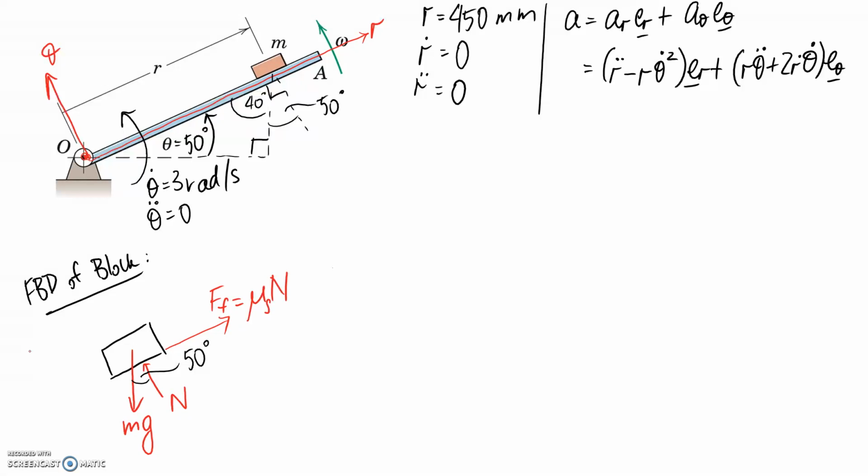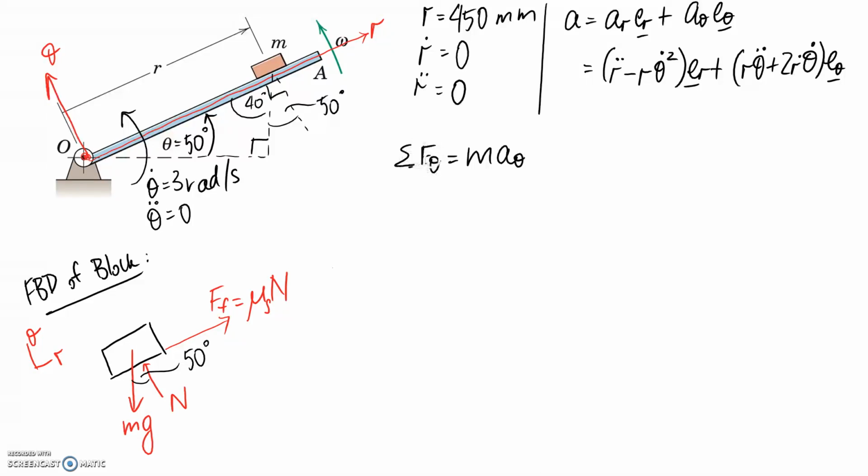So if I draw our directions as a reminder, this is r and this is theta. Now what we're going to do is apply our sum of forces equation in both of our directions. We know the acceleration in both directions, we can use these equations, and we should be able to solve for the unknown, which is mu s. So I'm going to start with the theta direction. So that's what we've got.